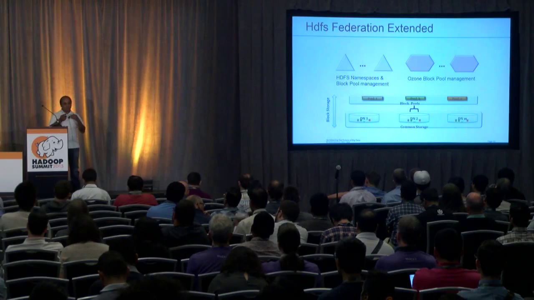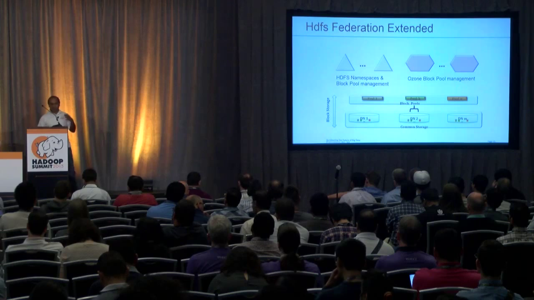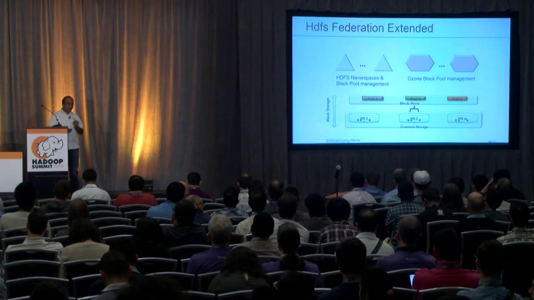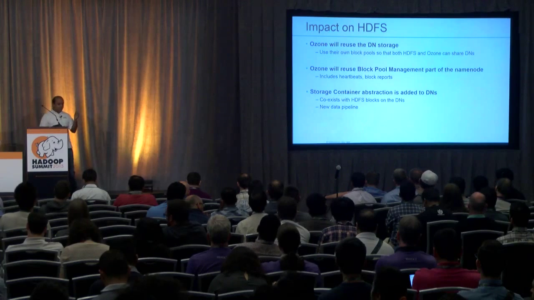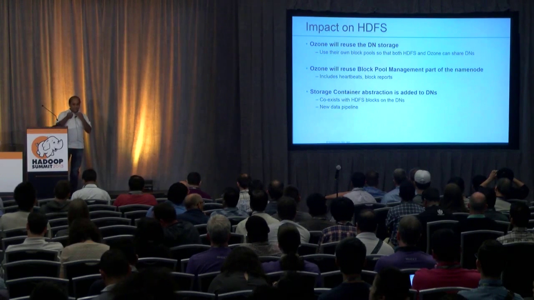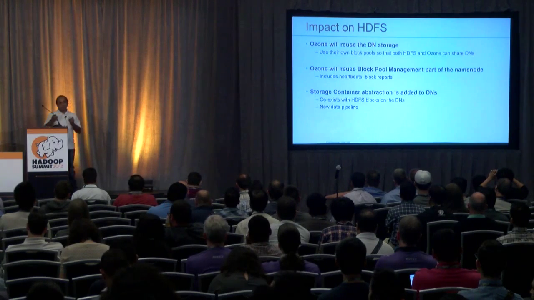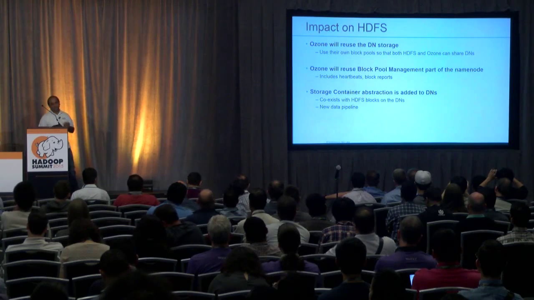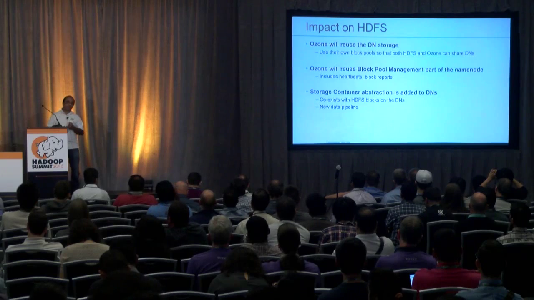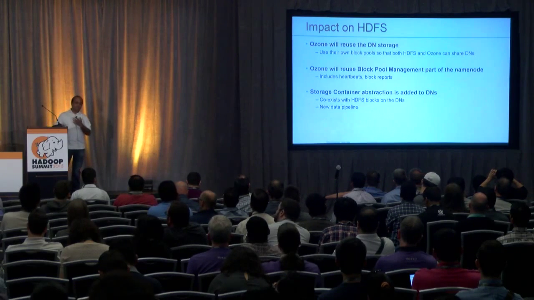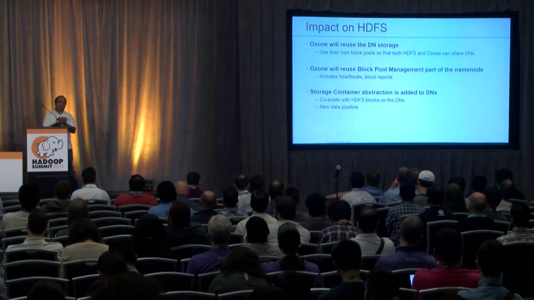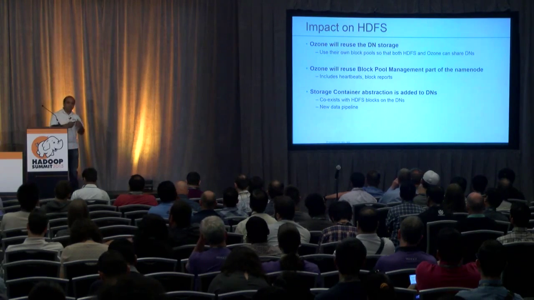So in HDFS, there is a bunch of code that we will be reusing, and some new code will be added. Like I talked about reusing the notion of block pools, but there is new code, like we have to add this abstraction of storage containers, and we have to implement a new data pipeline. It's better to implement a new pipeline because the semantics are slightly different. We will get into the details of those.